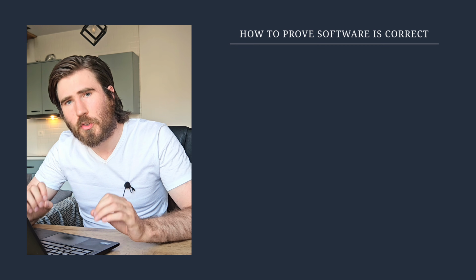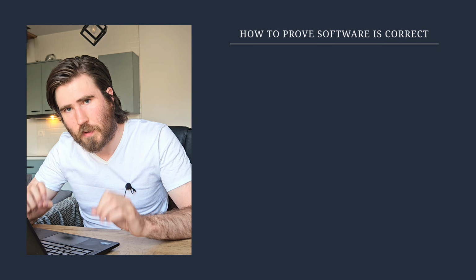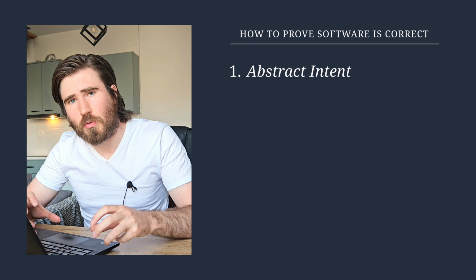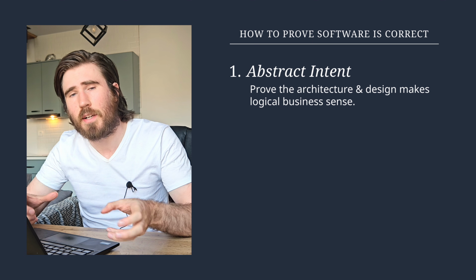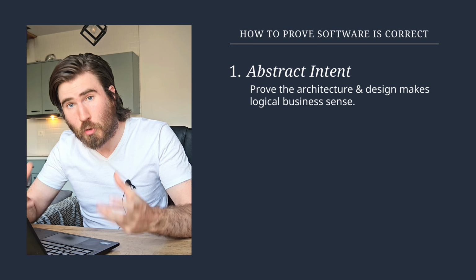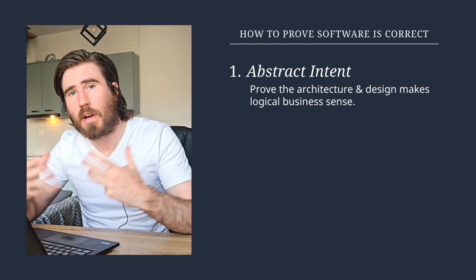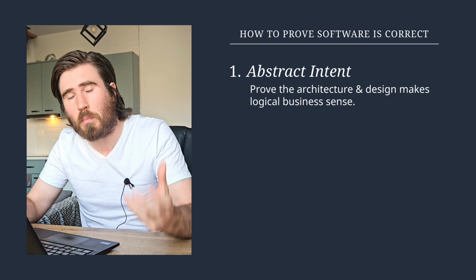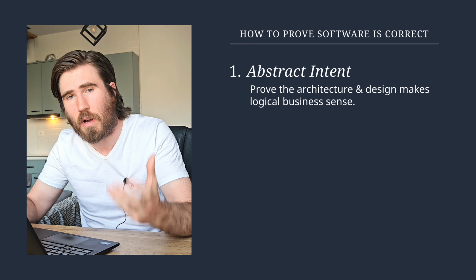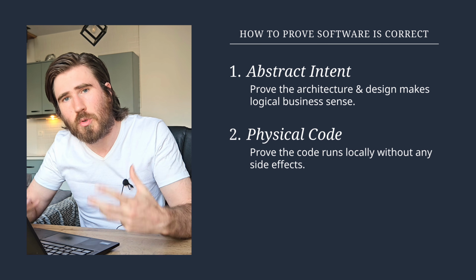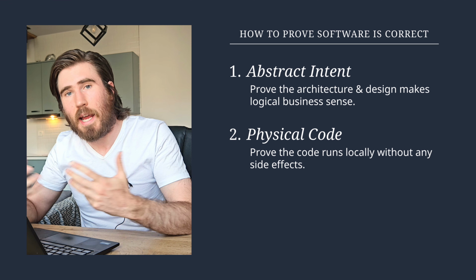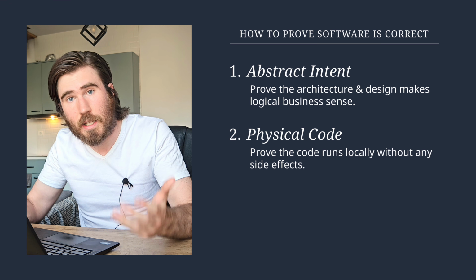To prove software is correct, you have to do 3 fundamental things. The first thing is proving that the abstract intent is correct. And what I mean by this is proving that the architecture and the design makes logical business sense, that it doesn't break the rules and policies that your business is trying to emulate and trying to simulate. The second is the physical code. We have to prove that the physical code runs locally without any side effects or any unexpected hidden states.